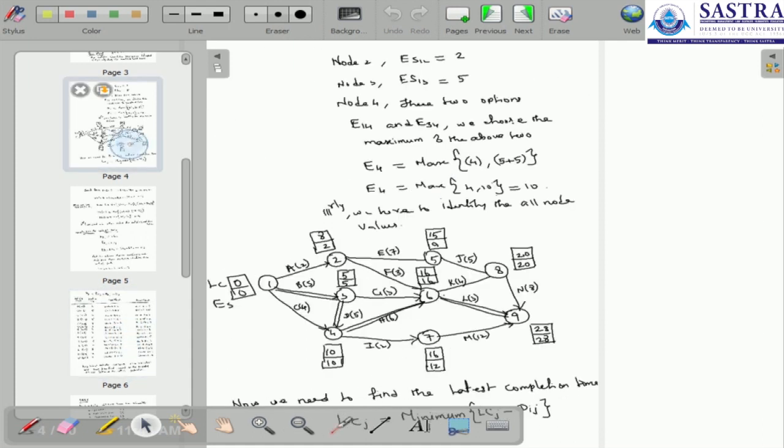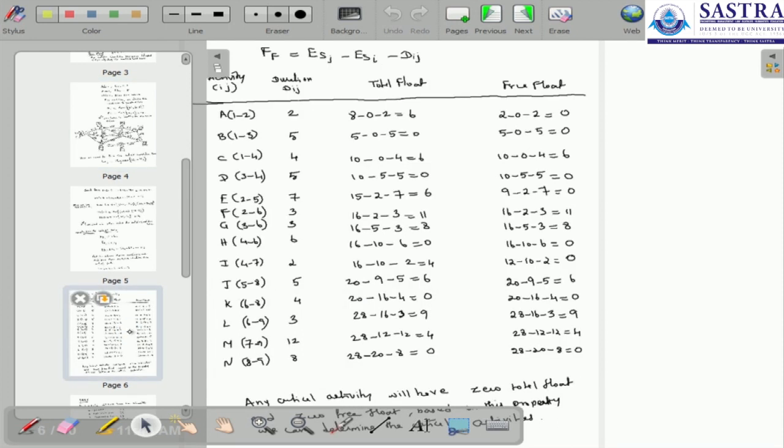Then there is an activity from 3 to 4, which is the D value. Here the latest completion time is 10, and the earliest start is 5, minus 5, so 10 minus 5 minus 5 is equal to 0. The same way we calculate through the diagram. For this activity, the total float is equal to 6.